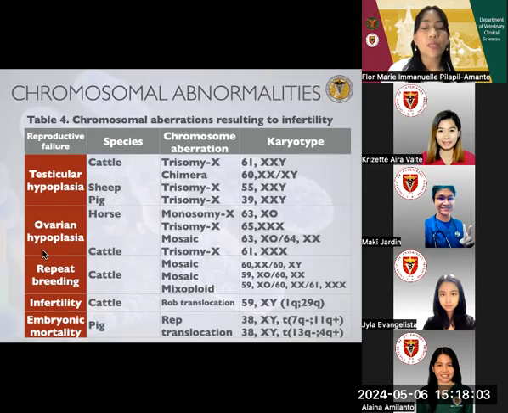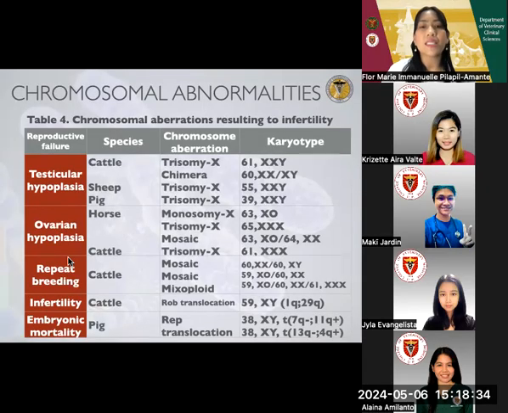For ovarian hypoplasia, which can be more on the horse as the Turner syndrome, monosomy instead of the normal 2N. So we have 2N minus 1 that leads to 63. For trisomy, additional X, 2N plus 1 that leads to 65, and XXX, okay? And for the cattle, we also have trisomy for the female, that's an additional X, okay?